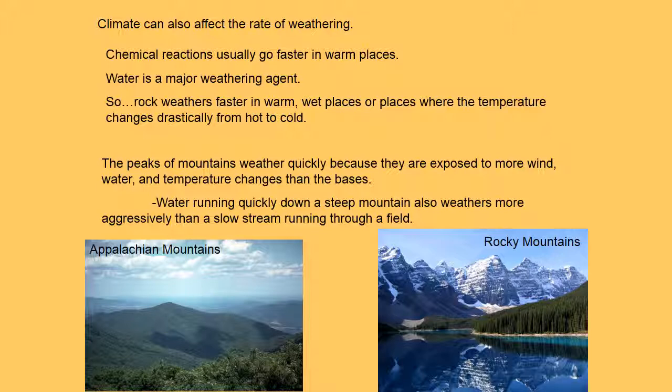The peaks of mountains weather more quickly than their bases because they are exposed to more wind, water, and temperature changes. The speed at which water runs down mountain streams compared to the fields and forests below also increases this difference.